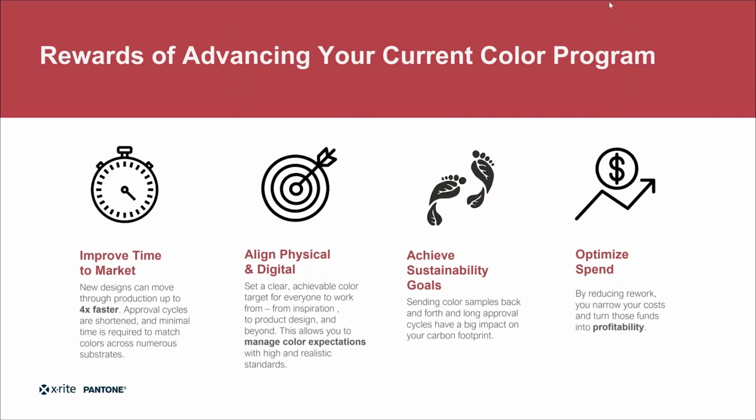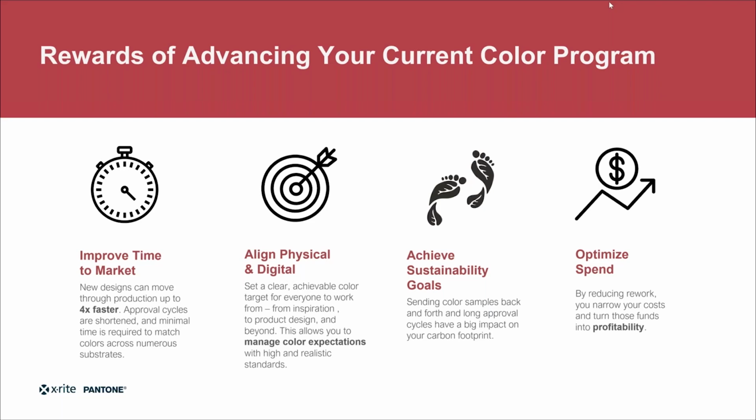So what are the rewards of advancing your current color program? So things like improving the time to market. We can work faster. We've got a couple of metrics about being 4 times faster, which improves the cycles and minimizes the time required to match colors across numerous substrates. This is enabled by working digitally. So aligning the physical samples or physical prototypes that we're using and having the confidence that the digital counterpart to that is looking correct as well.